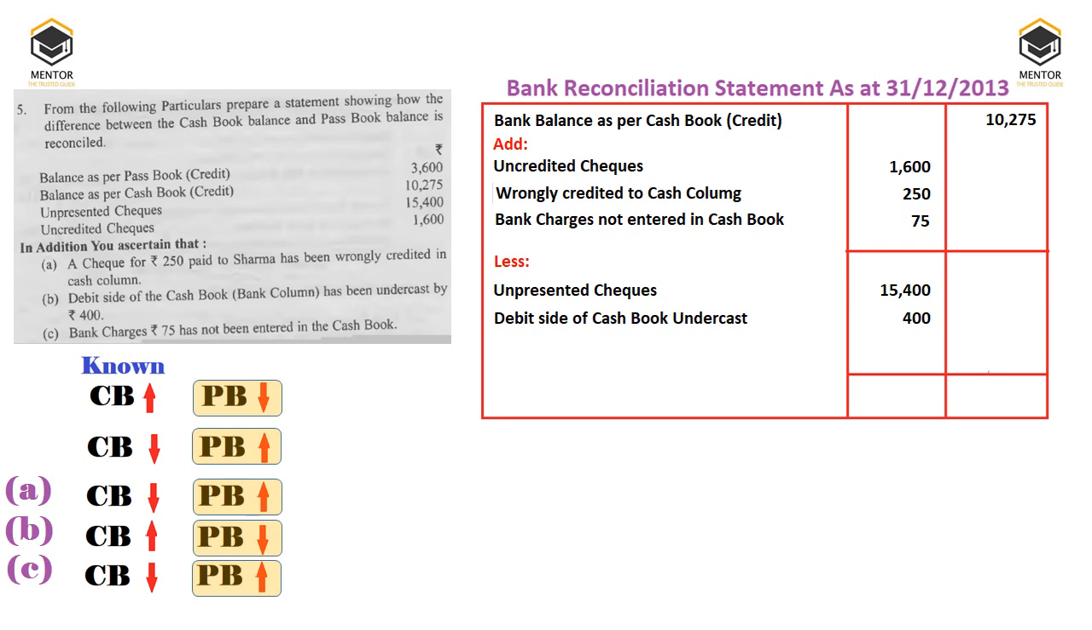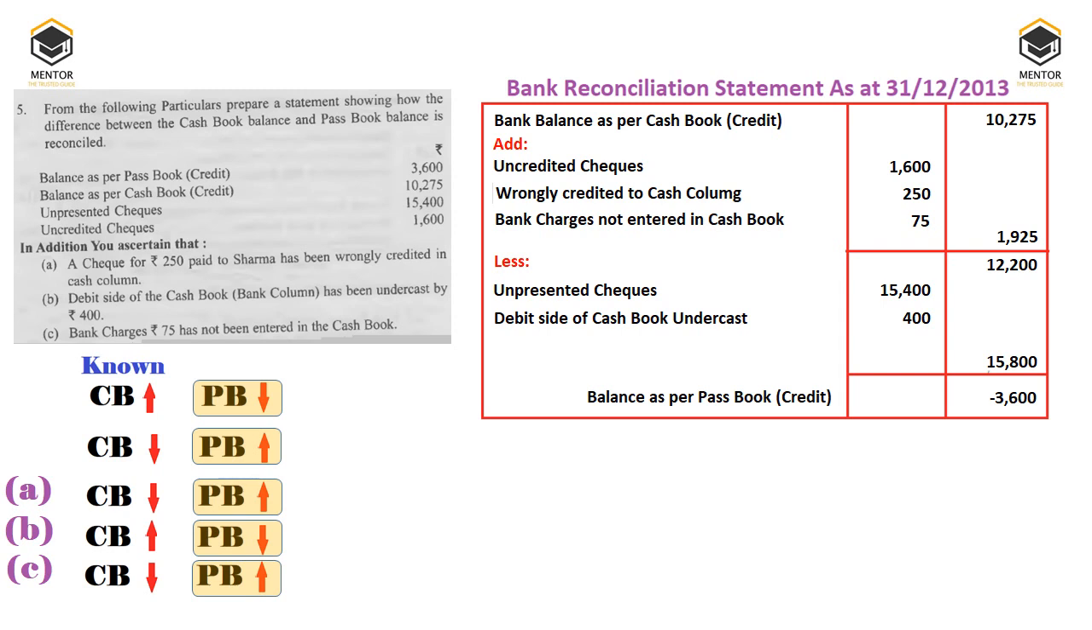So like this, simply we have to do the problem. If you understand the concept, you can easily do n number of problems. This is one of the most logical methods of BRS. Clear? Then we make the summation: 1925, then total 12,200, and less total 15,800, deduct it. We are getting minus 3,600. Please note, very important, minus 3,600.